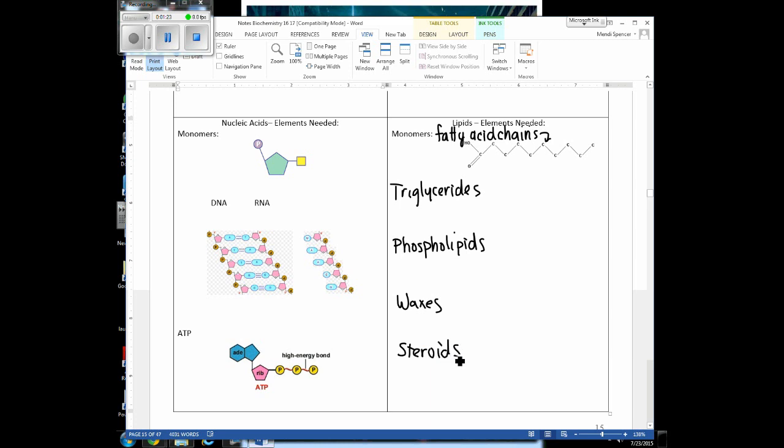So we're going to start with the triglycerides, and as you can probably guess, we're dealing with 3 fatty acid chains. There's going to be 3 fatty acid chains. Phospholipids have 2, waxes have 1, and steroids have 0. Now, I'm more concerned with the structure of triglycerides and phospholipids and steroids, not so much with being able to recognize the structure of a wax.